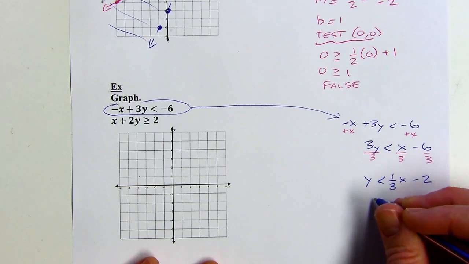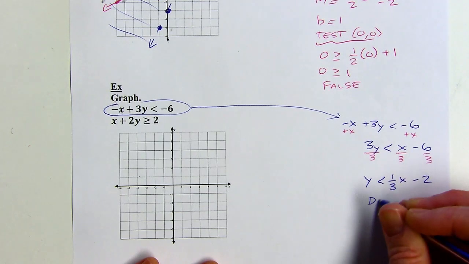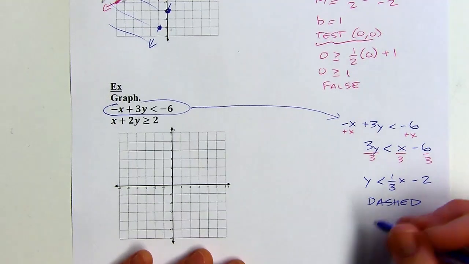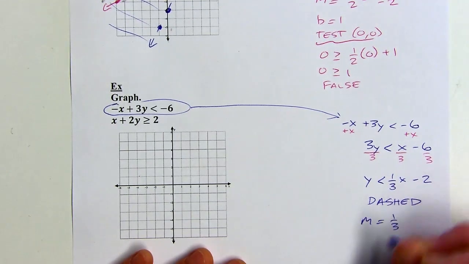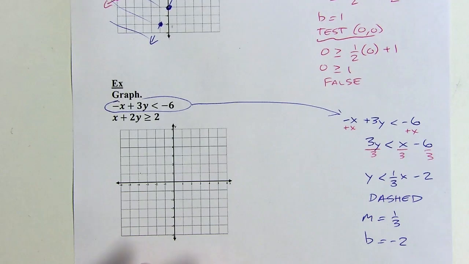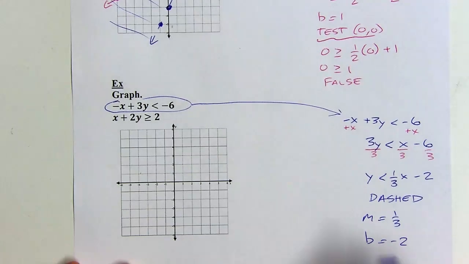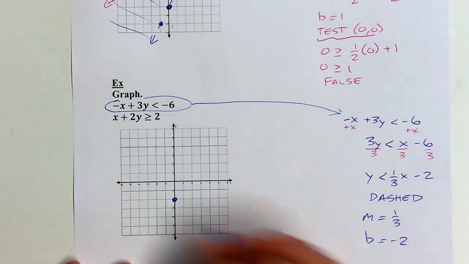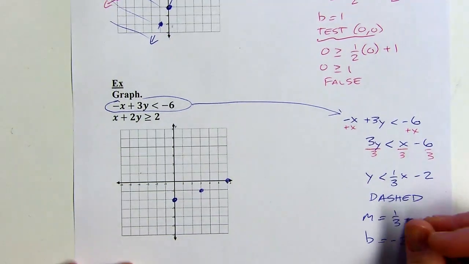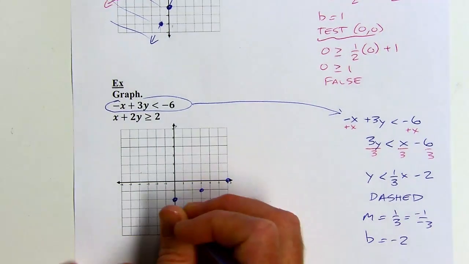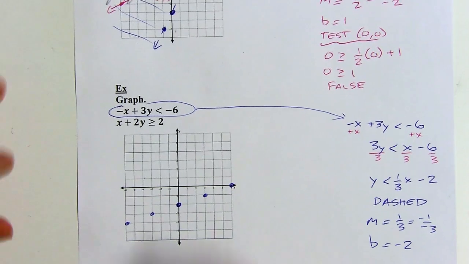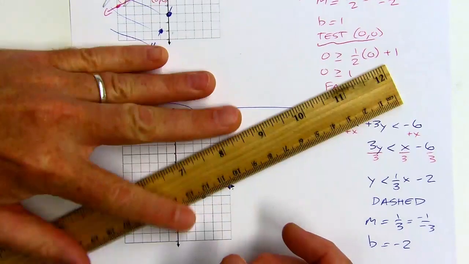So first off, I can see that this is going to be a dashed line. And then I've got my slope at 1/3 and my y-intercept at -2. All right, so let's go ahead and graph that. -2 is the y-intercept, and then I'm going to go up 1 to the right 3, up 1 to the right 3, or I could go down 1 to the left 3. Okay, so this is a dashed line, so I'm careful here.